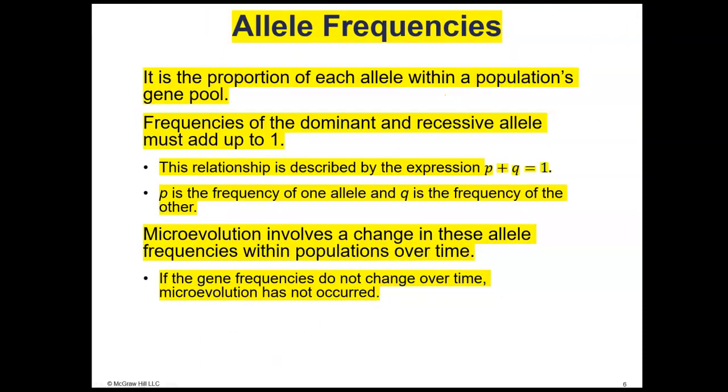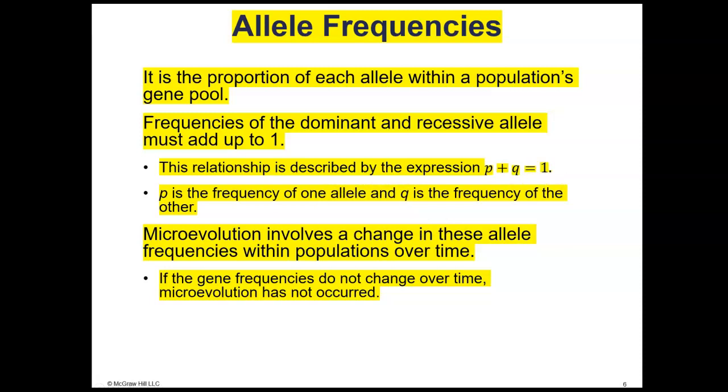So allele frequencies. When we talk about allele frequencies, it's the proportion of each allele within a population's gene pool. So the frequency of the big D and the frequency of the little d, for example. Frequencies of the dominant and recessive allele always add up to 1, just like percents always add up to 100%. So we describe this by an algebraic expression, but it's really easy, so don't get worried. P plus Q equals 1. P is the frequency of the dominant allele, and Q is the frequency of the recessive allele.